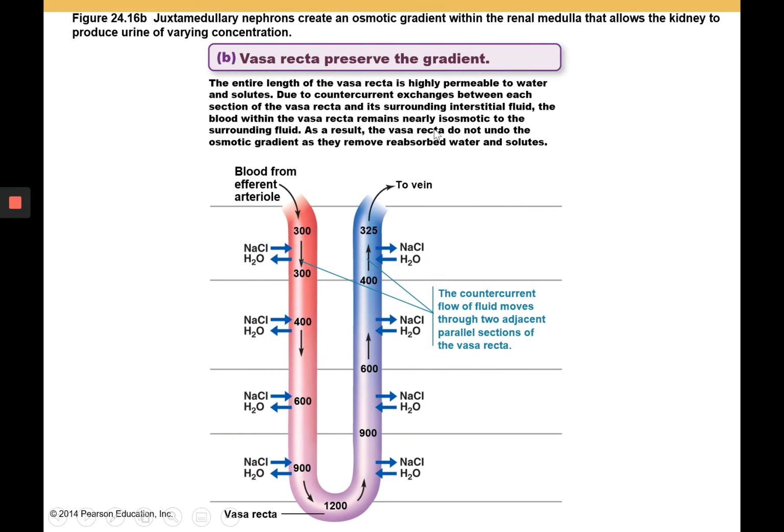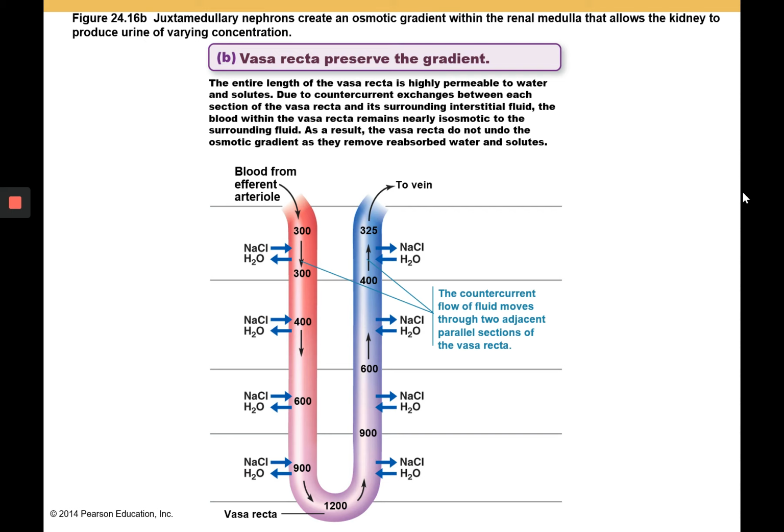And here's our countercurrent exchanger. So the vasa recta is preserving that gradient by making sure the water doesn't stay in the interstitial space, taking it right up. So it's going to be reabsorbing water. It even adds some sodium chloride to the interstitial space. So you can see throughout the entire length of the vasa recta, it's highly permeable to water, so water enters. It's also permeable to solutes, so it's allowing salt to go back into that interstitial space if needed.